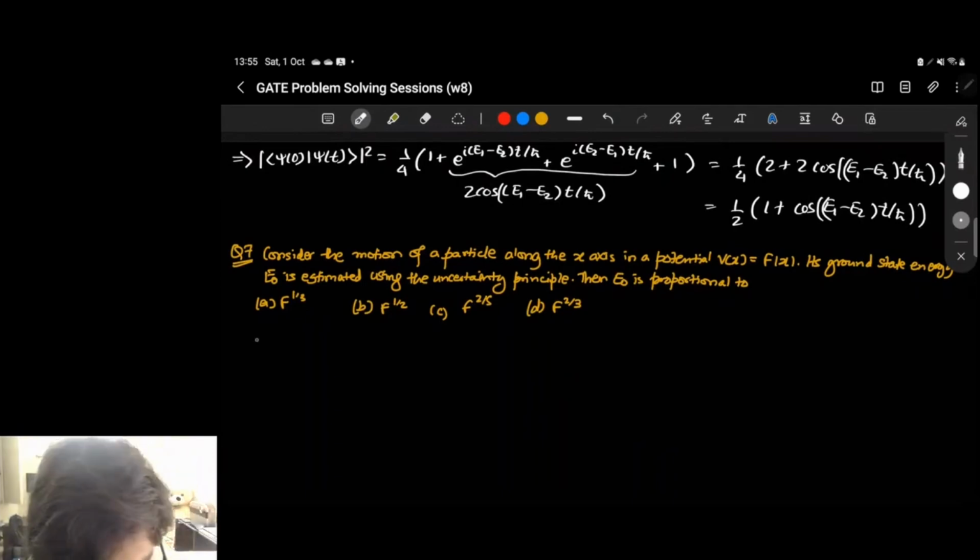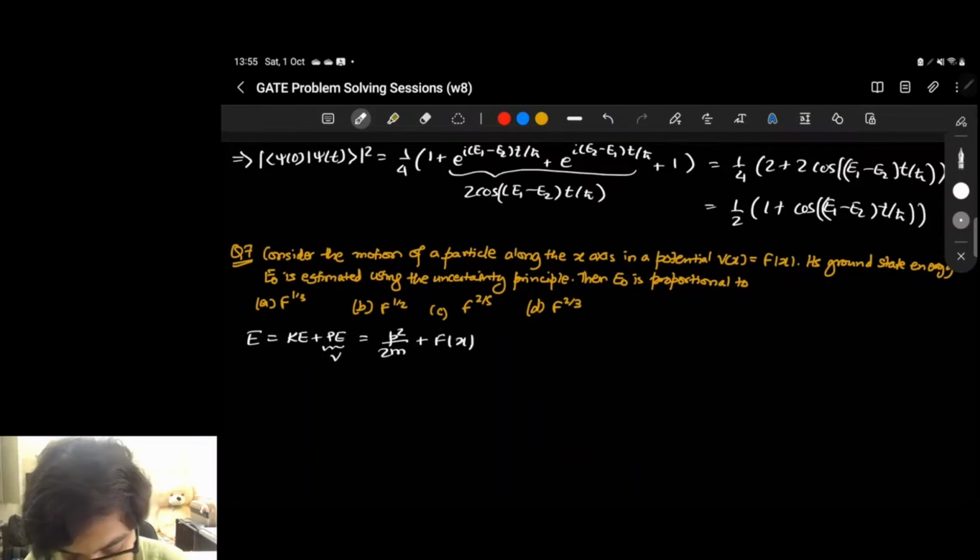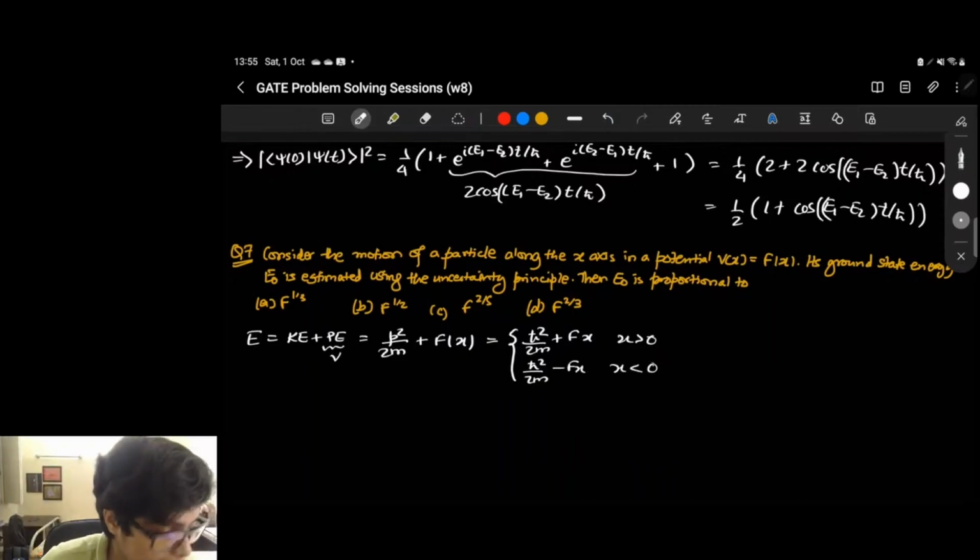F being this factor in the potential that we are given. So the energy for such a situation, so energy is what? It is kinetic energy plus potential energy. Kinetic energy is p squared by 2m, and potential energy is this V that we are given. So V is F of mod x. Now if we open the modulus, then what we get? Fx for x greater than 0 and minus fx for x less than 0. So this is the energy that we have.